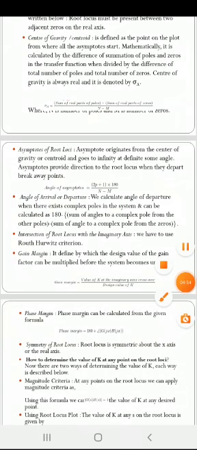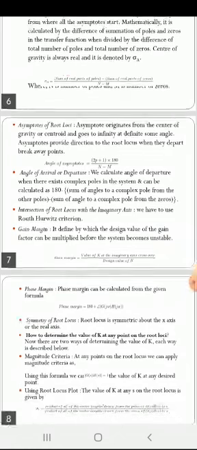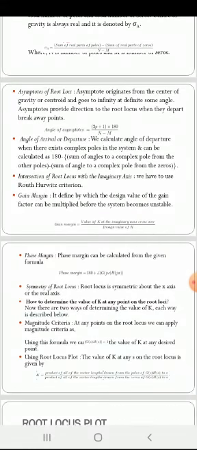Phase margin. Phase margin can be calculated from the given formula. The phase margin formula is 180 plus the angle at the gain crossover frequency. Another term is symmetry of root locus. Root locus is symmetric about the x-axis, or real axis.